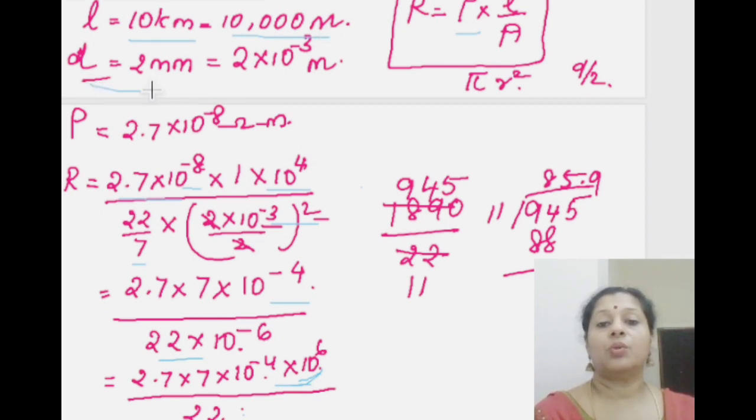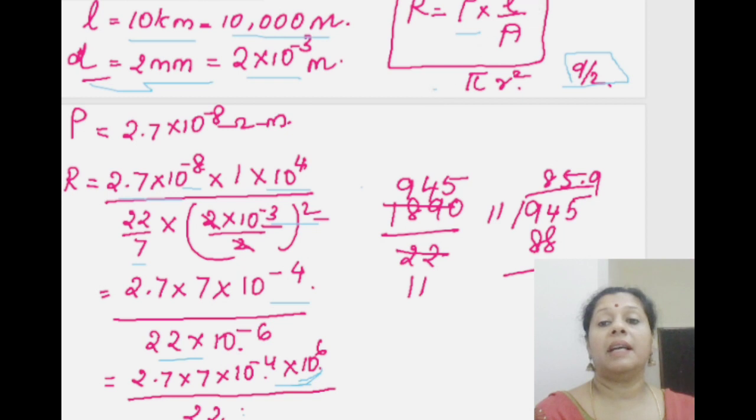Then diameter is 2 millimeter. 1 millimeter is 1 by 1000 meter. So we can write it as 2 into 10 raised to minus 3. But we have to find out r from that. So half of the diameter is r. Why are we finding out r here?